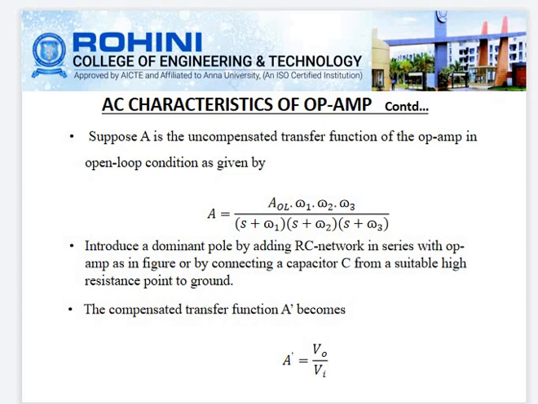Introduce a dominant pole by adding an RC network in series with the operational amplifier, or by connecting a capacitor C from a suitable high resistance point to ground. The compensated transfer function A dash becomes A dash is equal to the ratio of V naught by Vi.